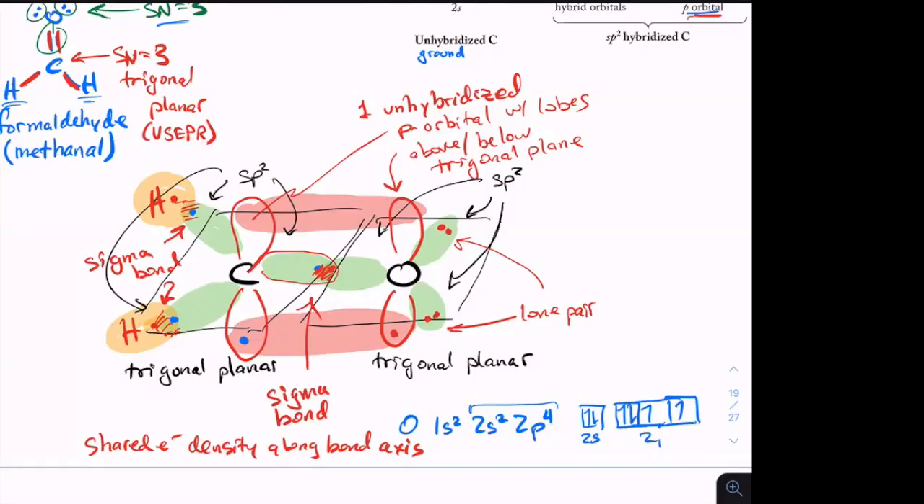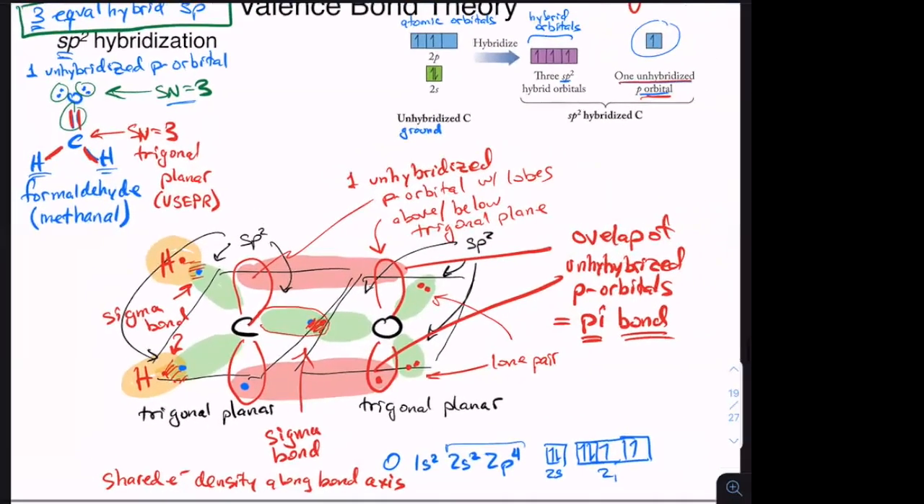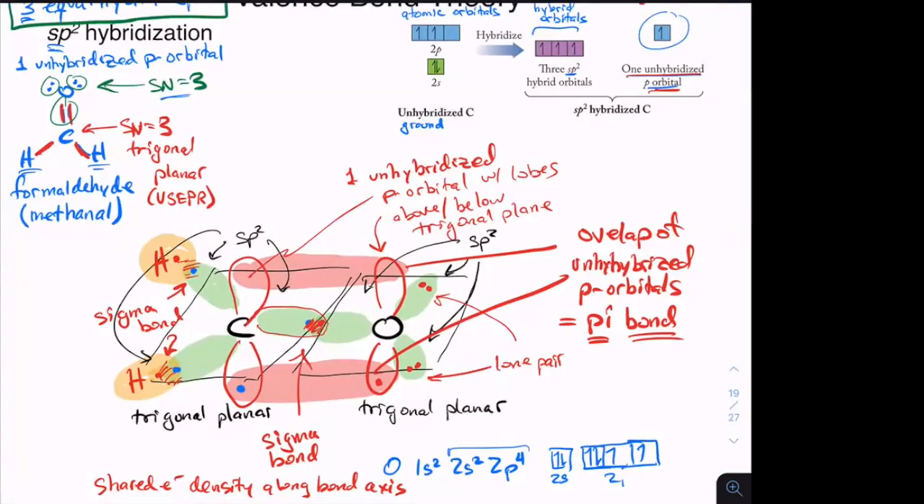So when you have this overlap, let's just keep it in red. The overlap of the unhybridized p orbitals, that's what we call a pi bond. And this is what we have in a double bond. Remember, we're still working on just formaldehyde here, using this new modeling theory to show how it represents the bonding in formaldehyde. It's a double bond.